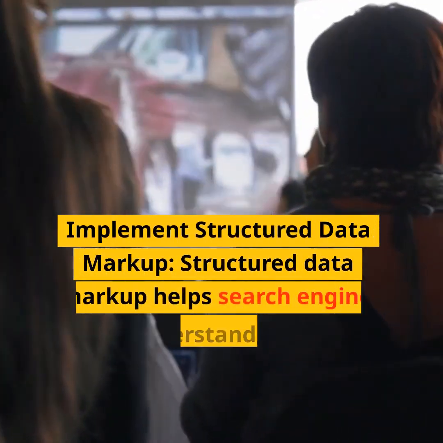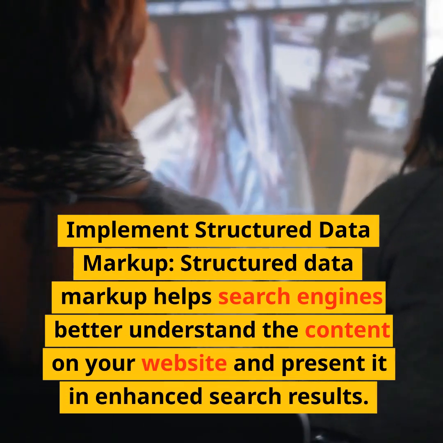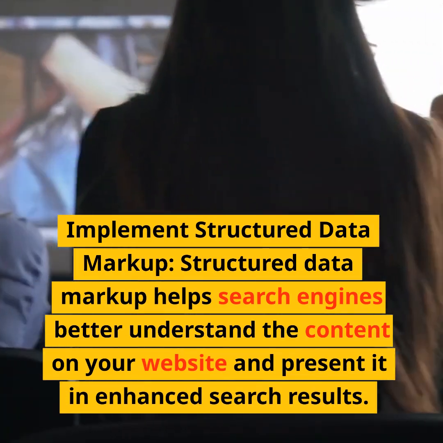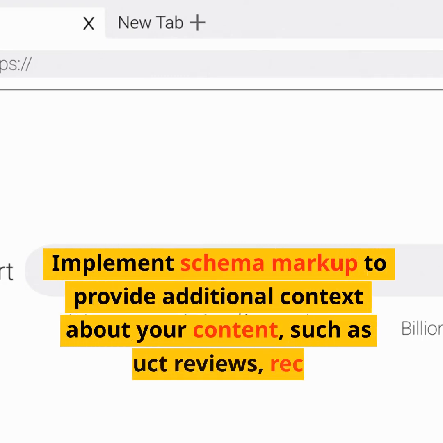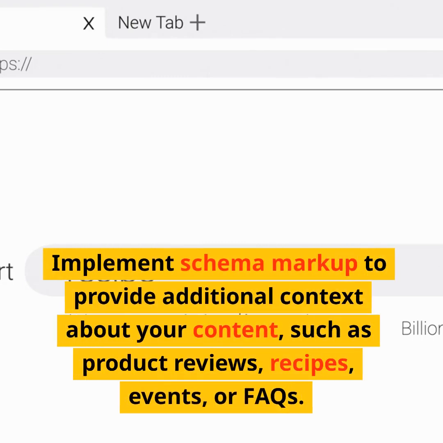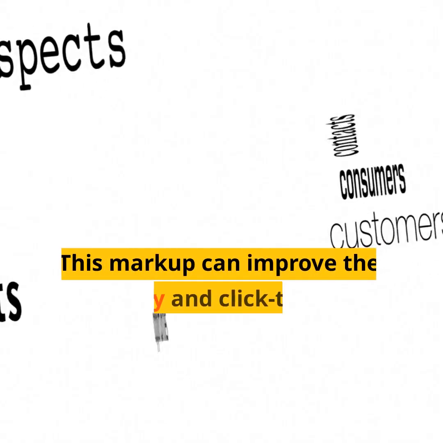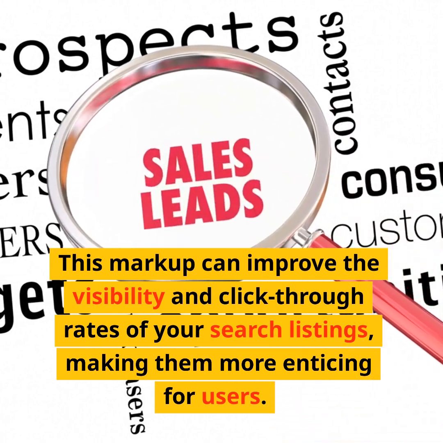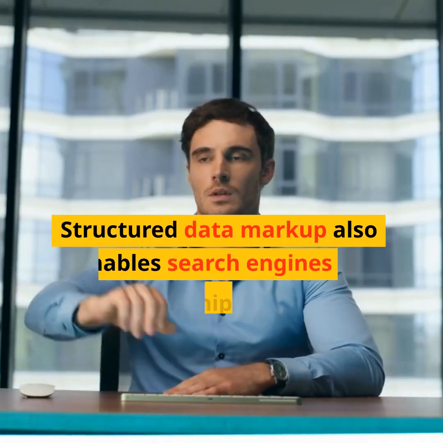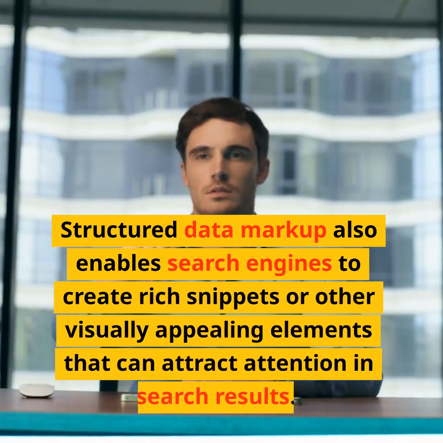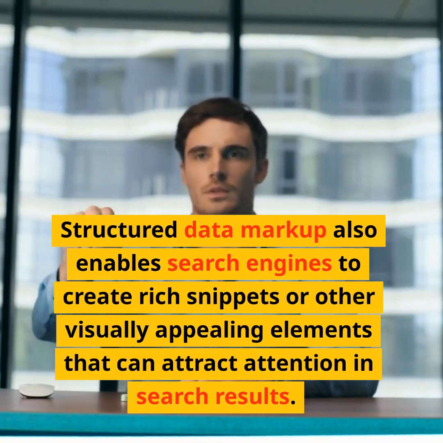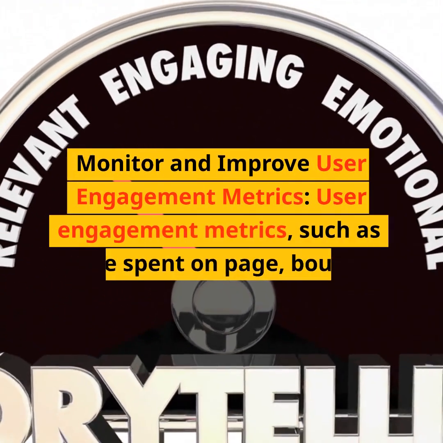Implement structured data markup. Structured data markup helps search engines better understand the content on your website and present it in enhanced search results. Implement schema markup to provide additional context about your content, such as product reviews, recipes, events, or FAQs. This markup can improve the visibility and click-through rates of your search listings, making them more enticing for users. Structured data markup also enables search engines to create rich snippets or other visually appealing elements that can attract attention in search results.